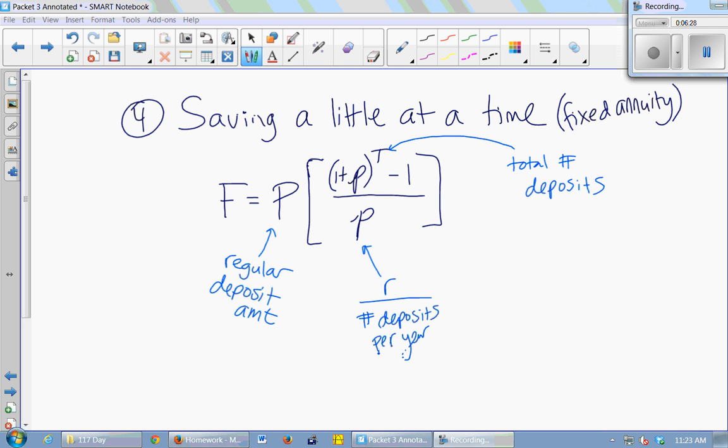Little p is called a periodic interest rate, which is your interest rate, R, divided by the number of deposits per year.